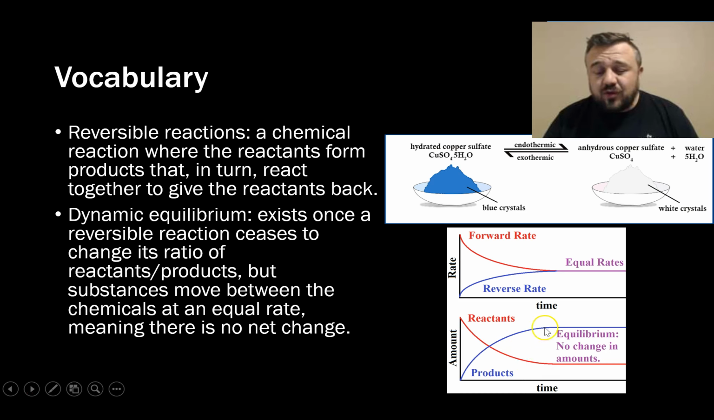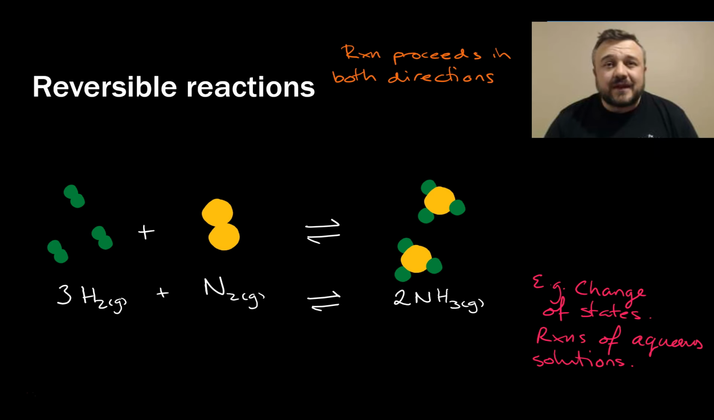For example, there might be more products than there are reactants, or there might actually be more reactants than there are products, but the concentrations become stable. There's still movement between the two. It's going backwards and forwards at the same time, but they're happening at exactly the same speed. So any net change is non-existent. So the concentrations stay the same, even though there are things moving from reactants to products and products to reactants. All right, so let's get forward and move into it.